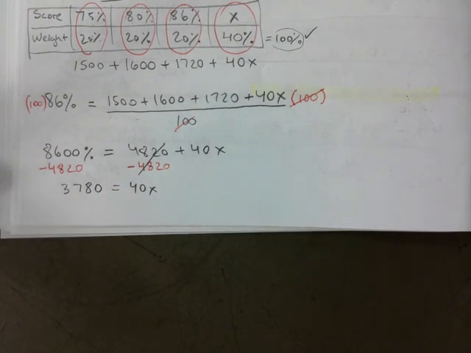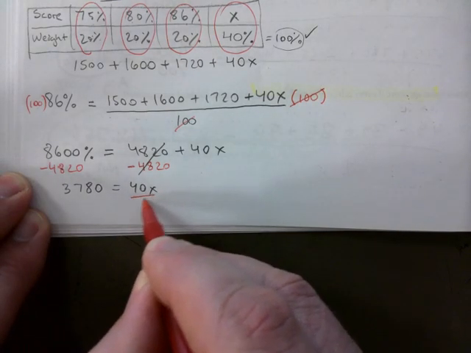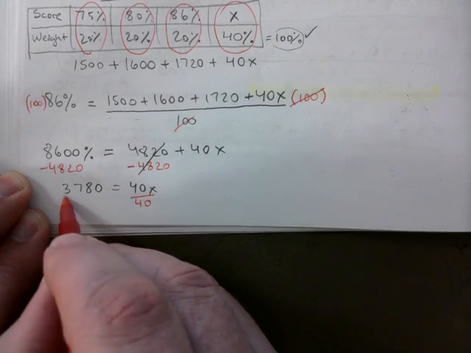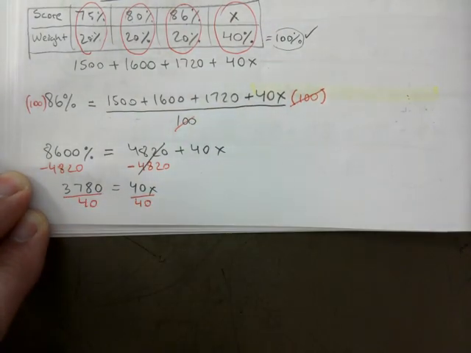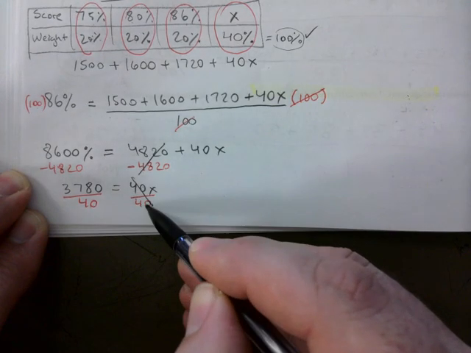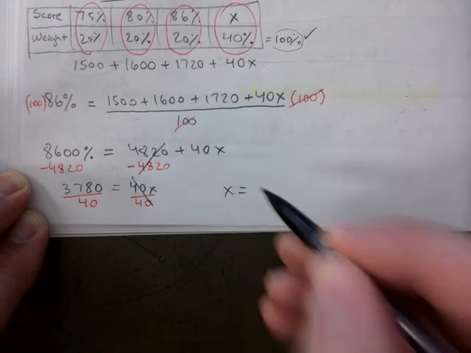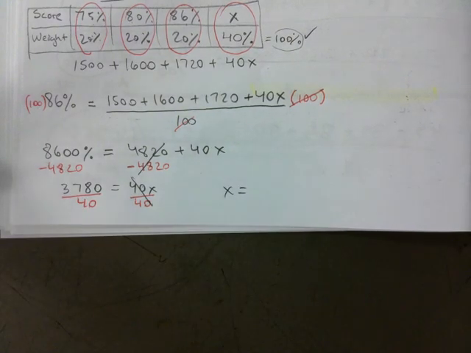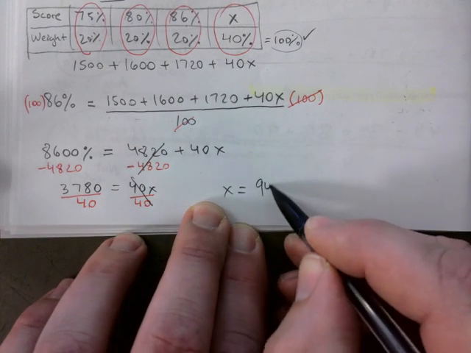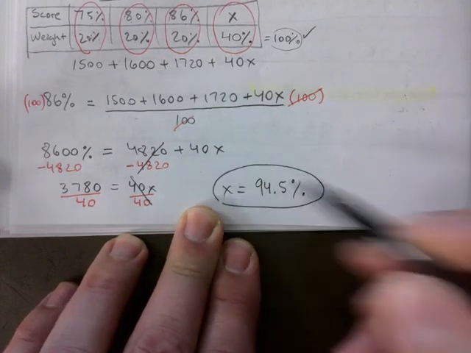And this is your last step. You're going to divide both sides by 40. Because then you can say this is 1. 40 divided by 40 is 1. So you have 1x left. So we'll say that x is equal to 3780 divided by 40. And that's 94.5%, right?